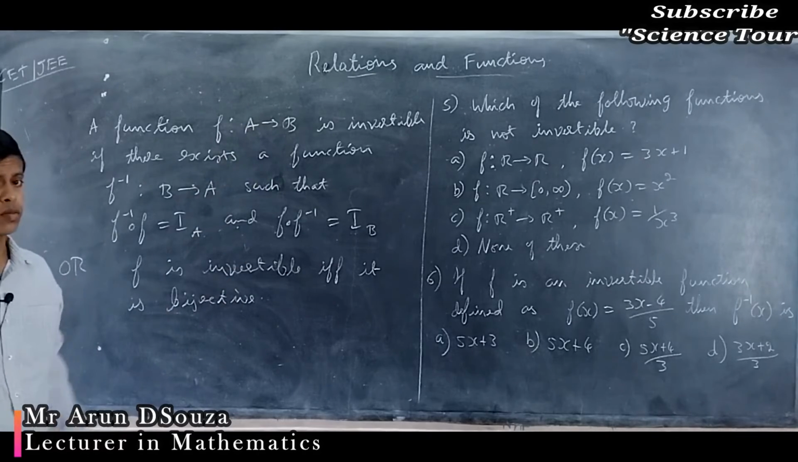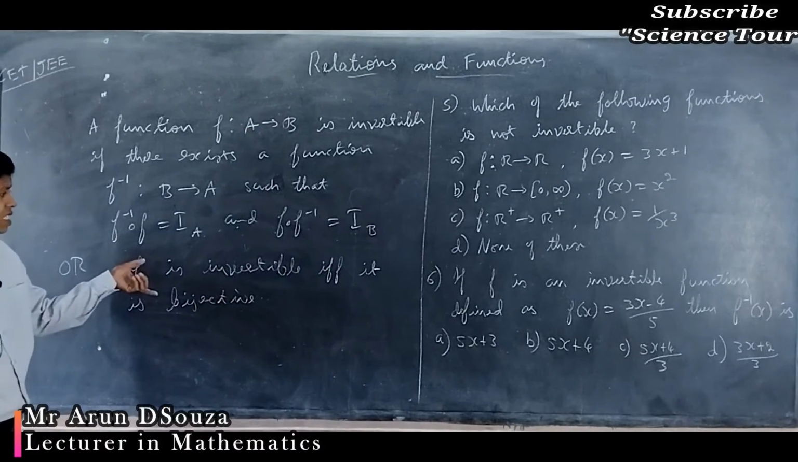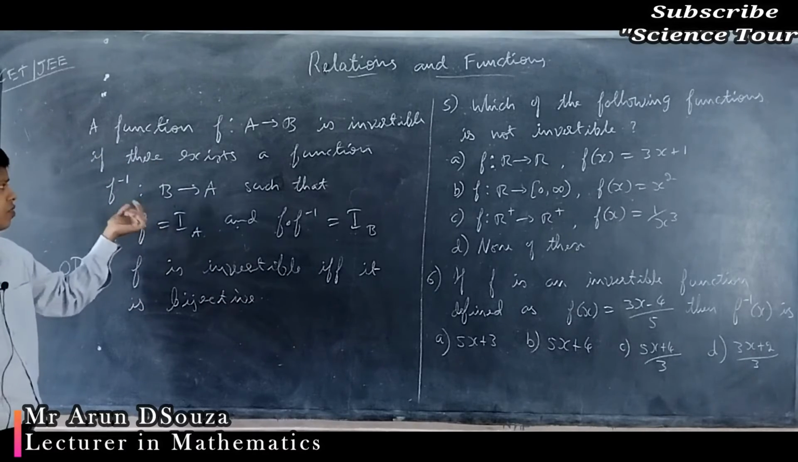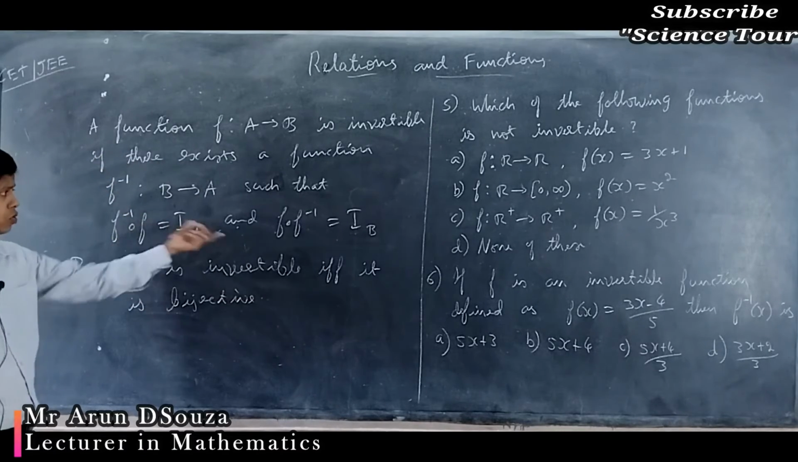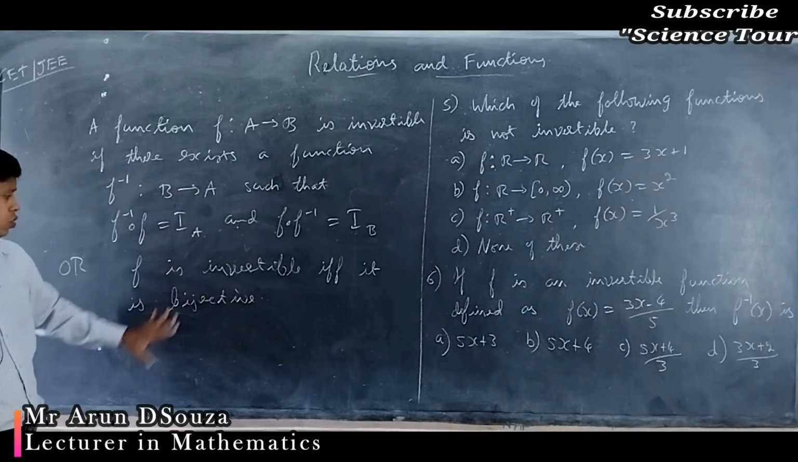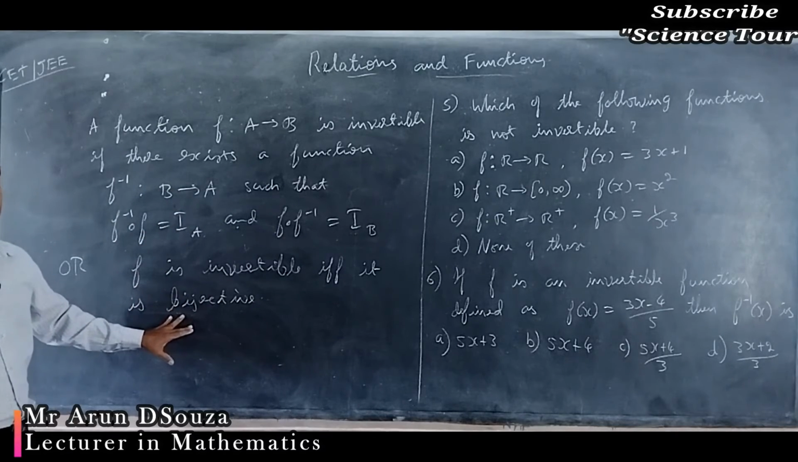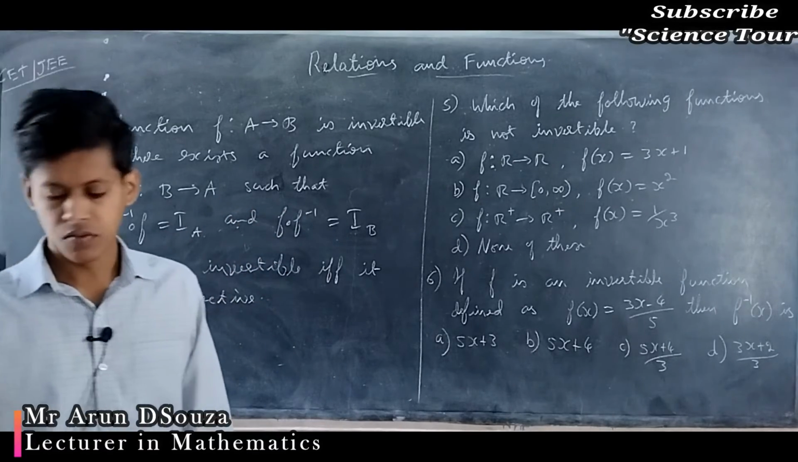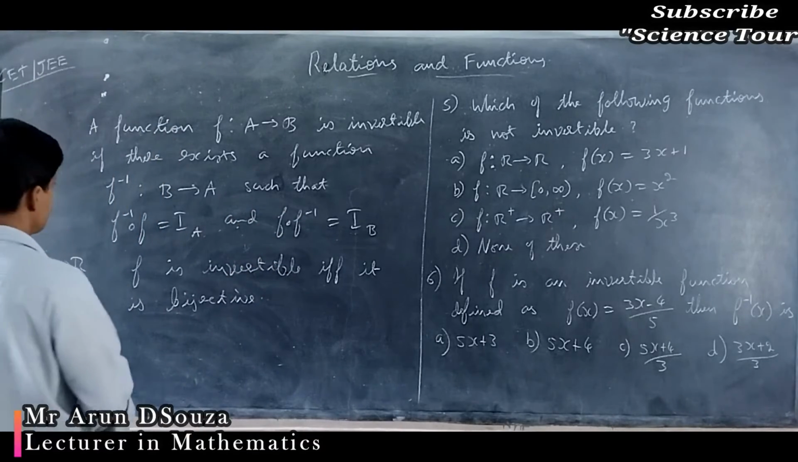Now that question can be tackled using the second definition. You don't have to find f inverse first and then do f inverse of f. So you don't have to do that. You just have to check whether it is both one-one and onto. If it is both one-one and onto, it is obviously invertible. So that's what we will do here.